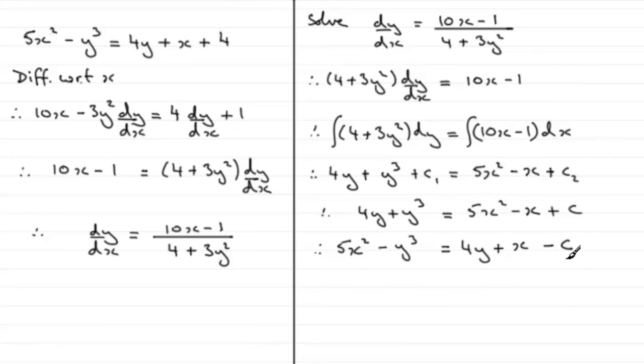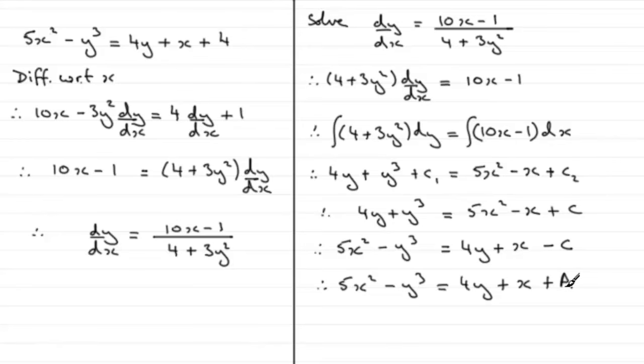Now, you could leave it like this. A lot of people don't though. They prefer positive constants. So you could write this as 5x squared minus y cubed equals 4y plus x plus another constant a. A is the same as minus c. And I'd like to think that you can see that this is exactly the same format as we've got here. But you can see that we haven't got the 4 on the end.